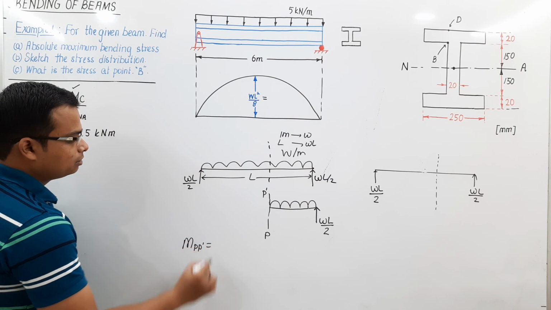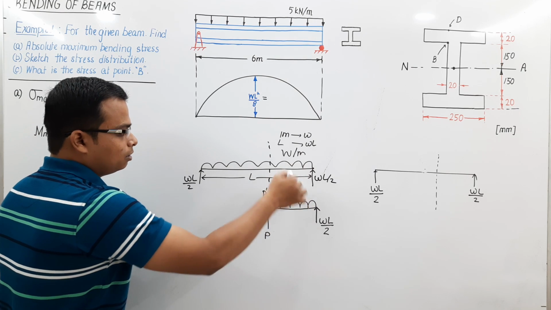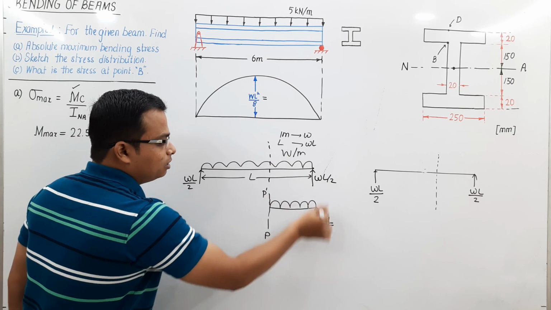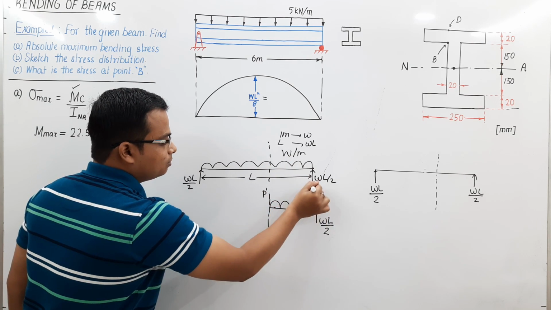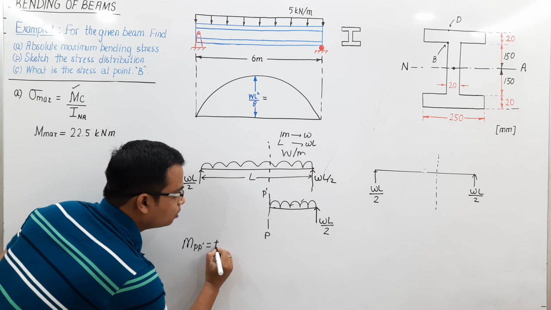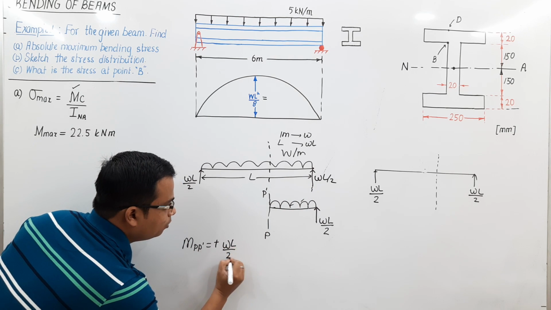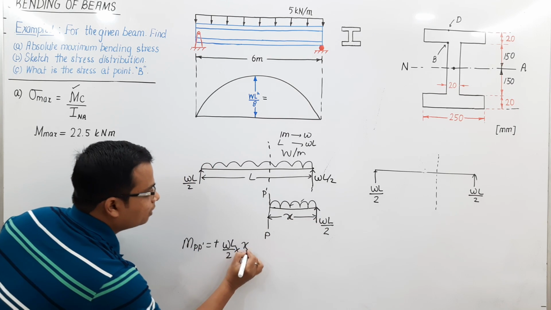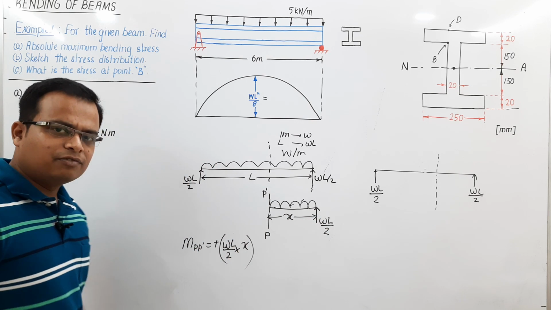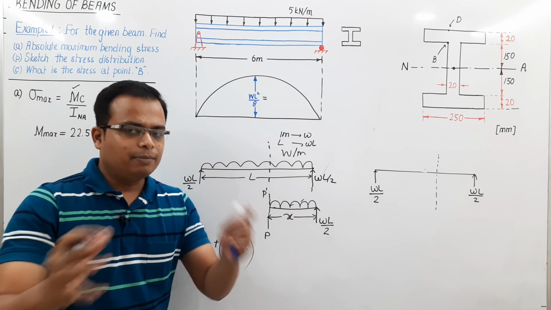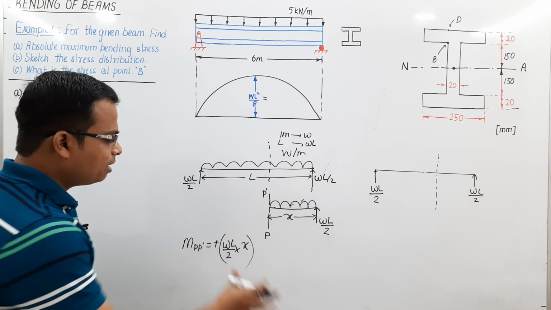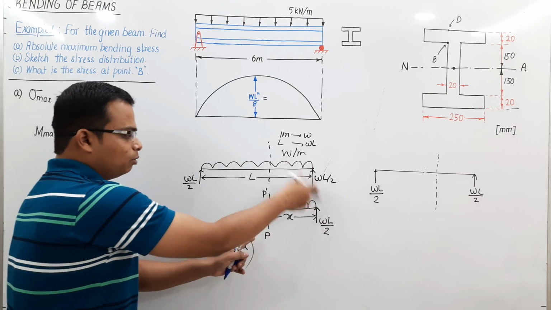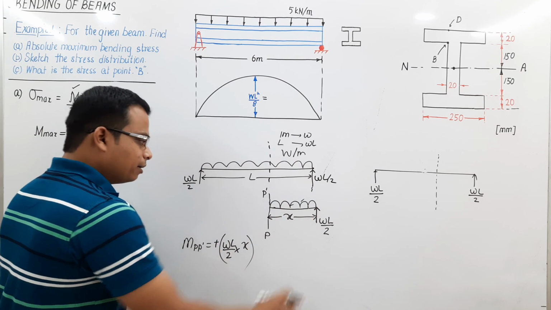MPP dash is equal to, just take a look at this. How would this load bend the beam? In this fashion, isn't it? Sagging case, positive, WL by 2 multiplied by this distance. Let's say this distance is X. Since this is the first problem, let us start with the basics. Let us start with the fundamentals. That is why I am telling you all of these things. WL by 2 multiplied by X. Okay, so this is over.